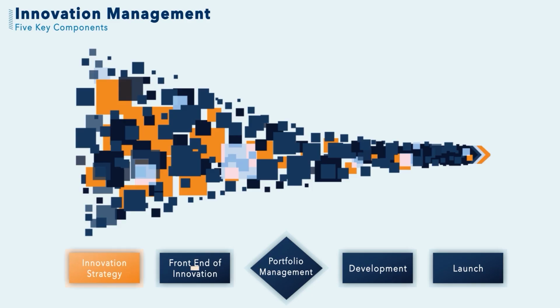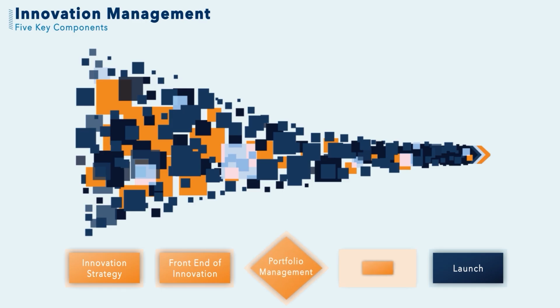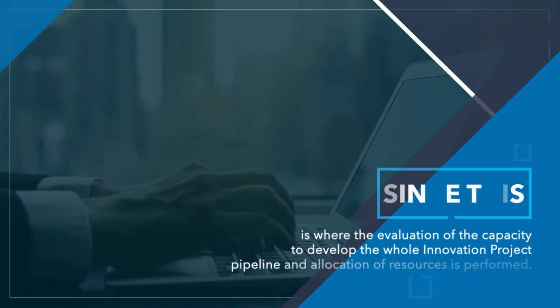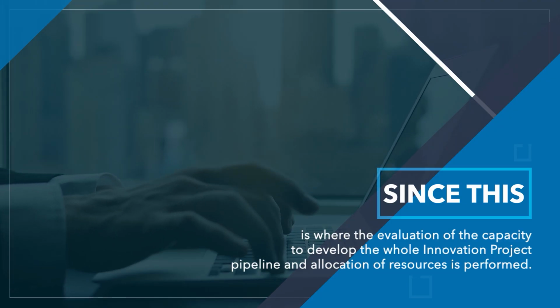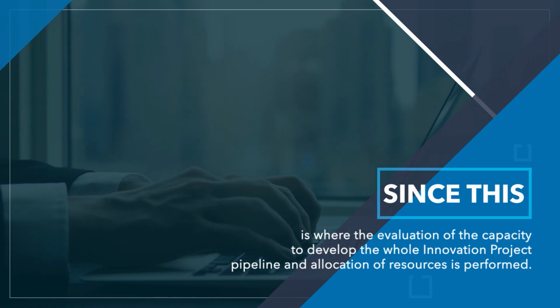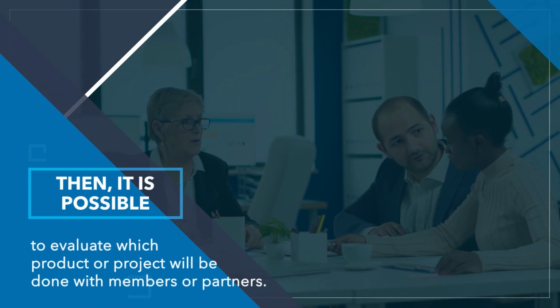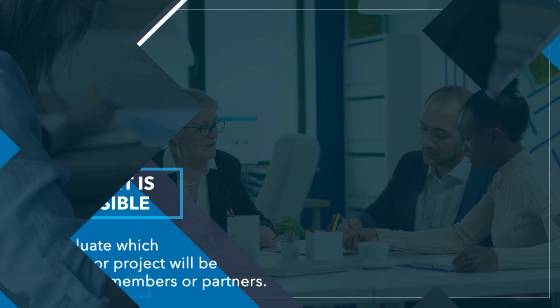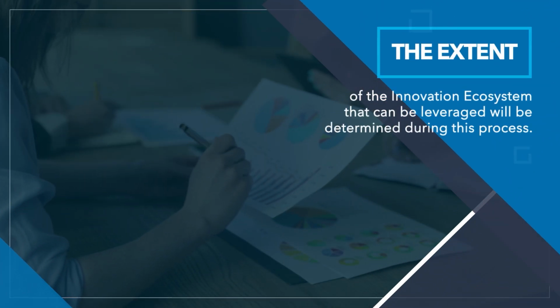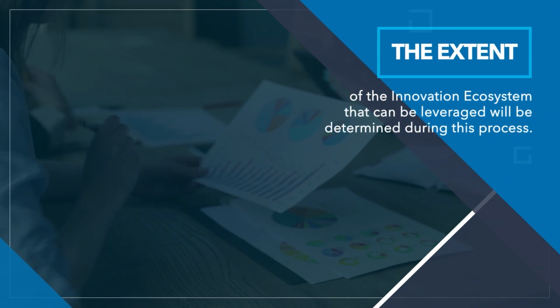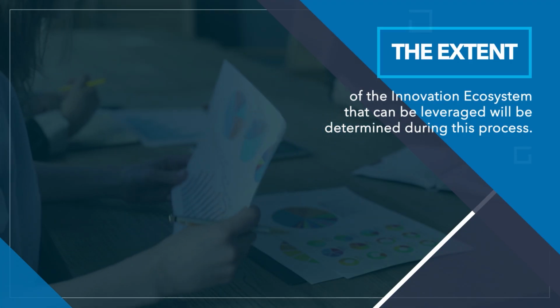It is important to highlight that the innovation ecosystem links all of these 5 components. However, the innovation ecosystem will mainly be tackled with the innovation project portfolio management, since this is where the evaluation of the capacity to develop the whole innovation project pipeline and allocation of resources is performed. Then it is possible to evaluate which product or project will be done with members or partners. The extent of the innovation ecosystem that can be leveraged will be determined during this process.